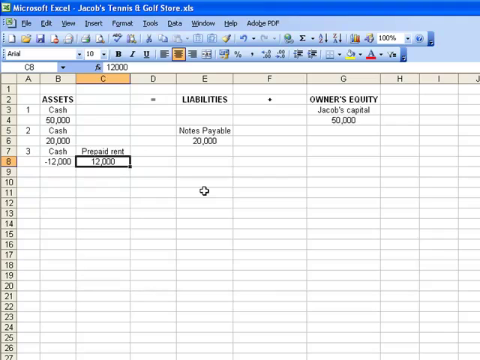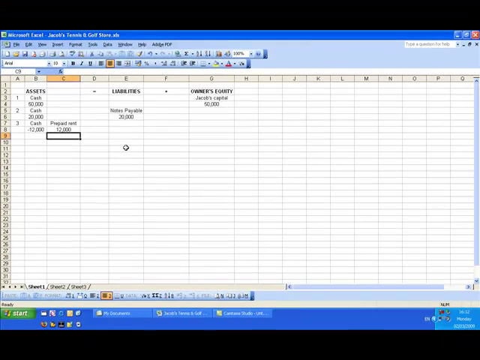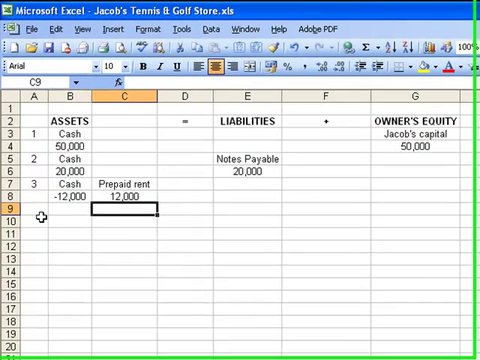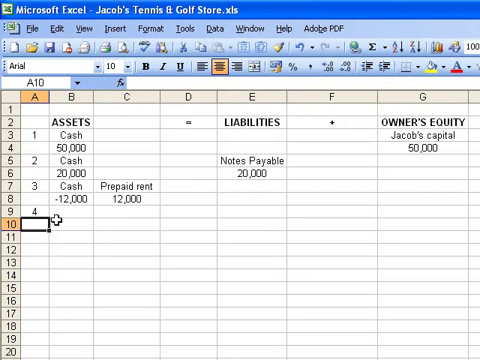As Jacobs is involved in sporting goods sales, he needs some inventory. So inventory is merchandise acquired for resale to customers. In this case, it's different kinds of sporting equipment for tennis and golf in Jacobs' case. So let's assume that he's buying inventory for the amount of 30,000 on account, meaning on credit. So it's our fourth transaction. So we put another column. Inventory is also an asset, and we put it in here, so it's an increase of 30,000.